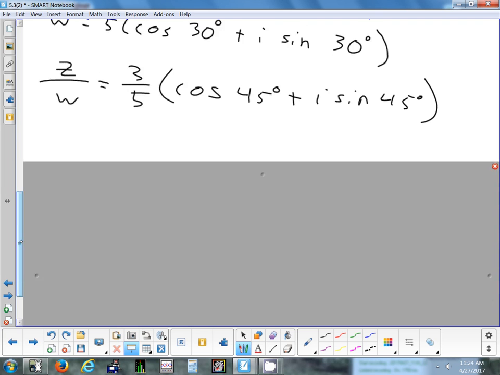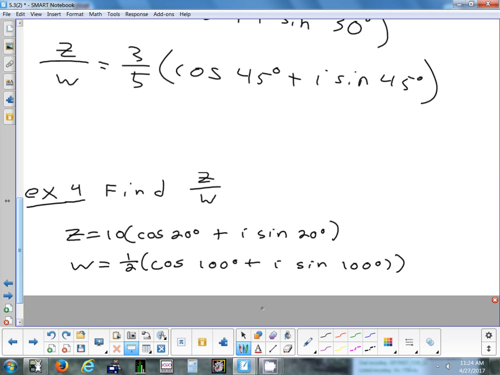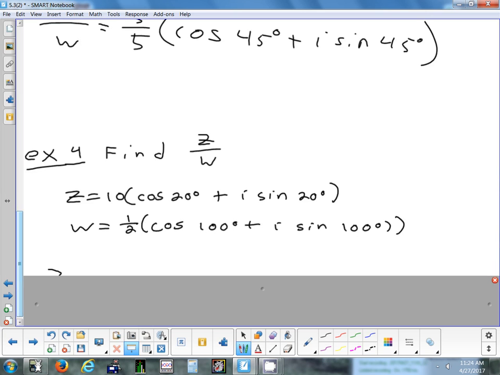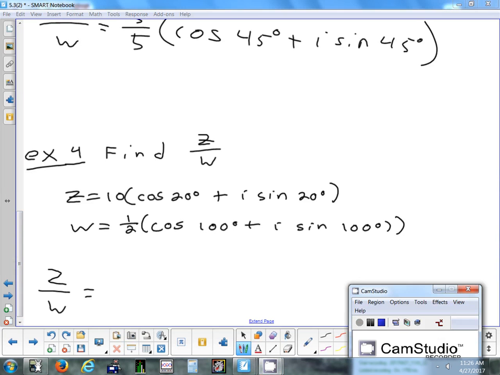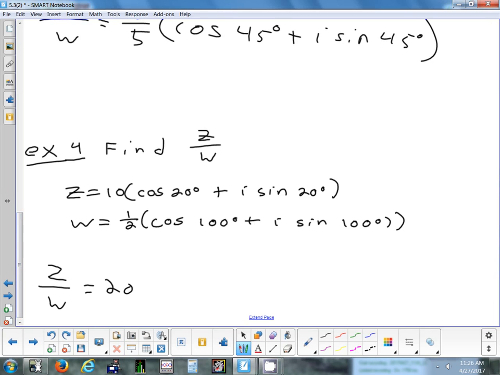All right, so try example 4. You get Z is 10 cosine 20 plus I sine 20, and W is 1/2 cosine 100 plus I sine 100. First thing we're going to do, find our radius. And what's the radius going to be here? Gabe? 20, yes. Sometimes people put 5. If this wasn't a 1/2, if it was a 2, it would be 5. But if you take 10 and divide by 1/2, you get 20. So that's good. And Gabe, what did you get for your angle?